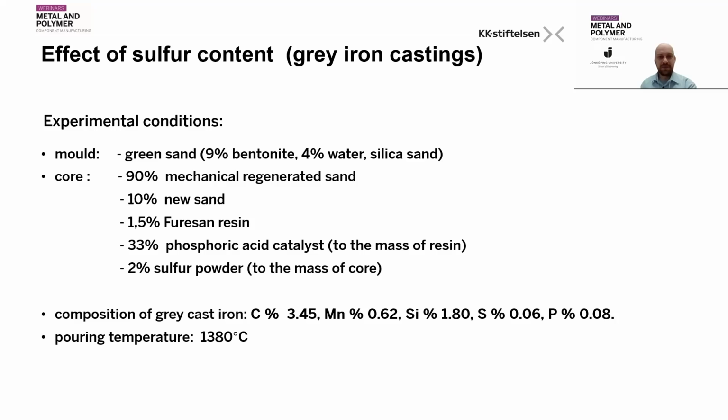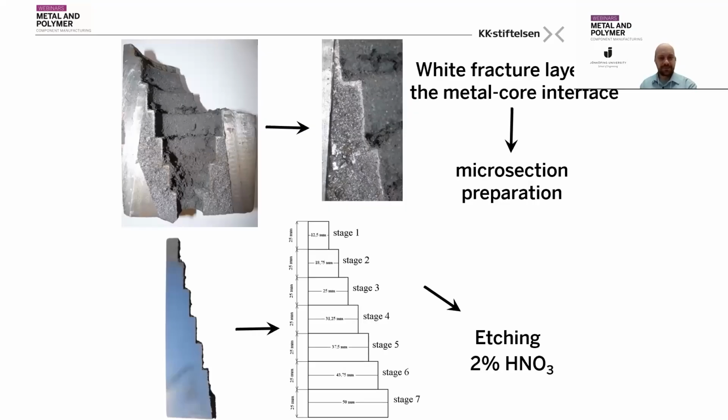So we added 2% of sulfur powder to the core material, which might sound a bit harsh because that's a lot of sulfur, but in the first place, as I said, we wanted to see the effect on the big picture. Then the casting was poured with gray cast iron, hypoeutectic gray cast iron, and the pouring temperature used was 1380 centigrade degrees. Yes, next. And then we had the casting.